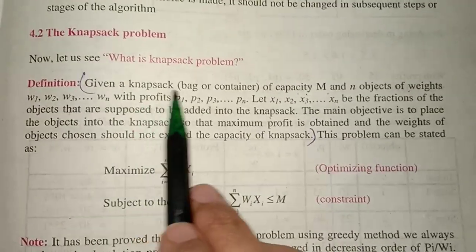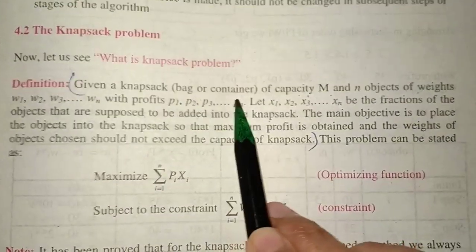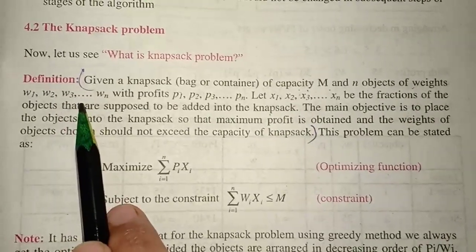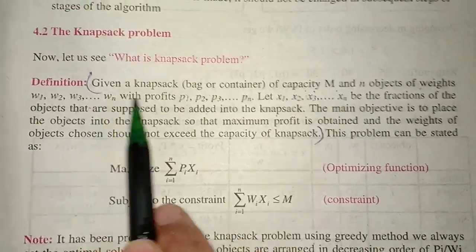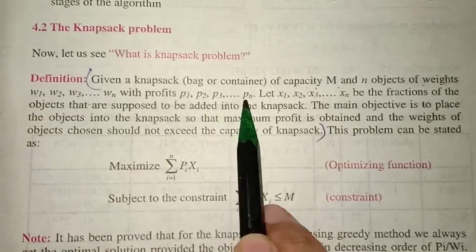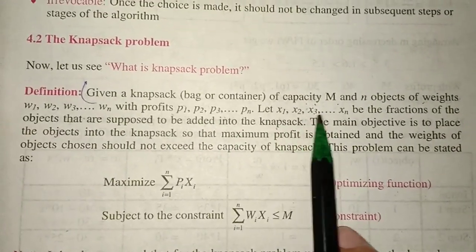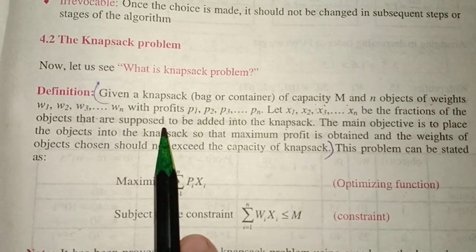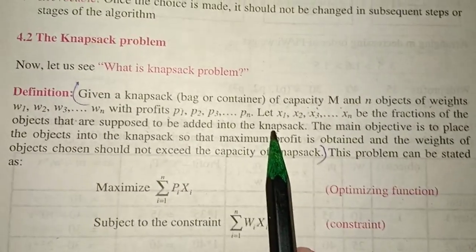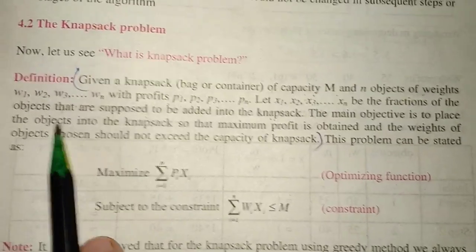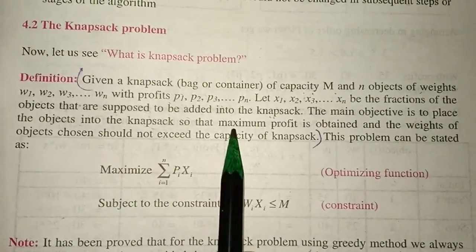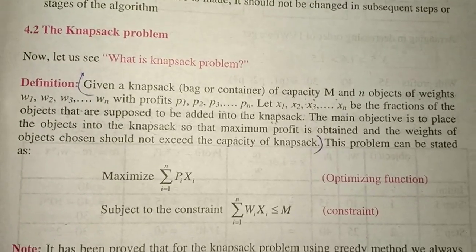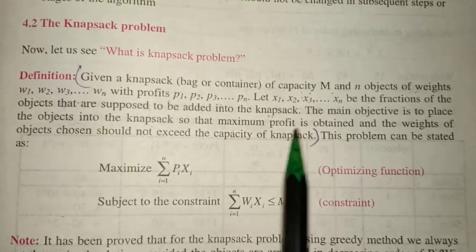Here, given a knapsack, that is a bag or a container of capacity m, and n objects of weights w1, w2, w3 and so on up to wn, with profits p1, p2 and so on up to pn. Let x1, x2, x3 be the fractions of the objects that are supposed to be added into the knapsack. The main objective is to place the objects into the knapsack so that maximum profit is obtained and the weights of the objects chosen should not exceed the capacity of the knapsack.